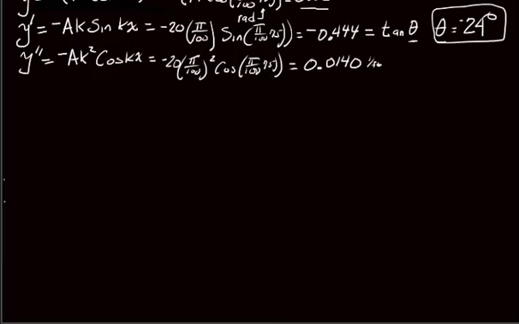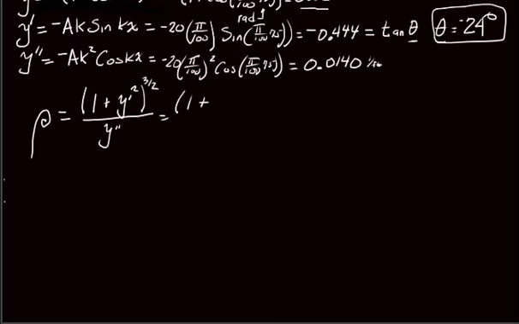Another very useful value that we need is the radius of curvature rho. We could find that mathematically using our formula from calculus: 1 plus y prime squared to the 3/2 power divided by y double prime. We get 1 plus negative 0.444 squared to the 3/2 power, which gives the radius of curvature of 93.9 feet.